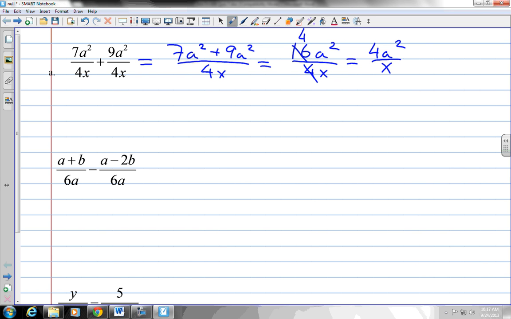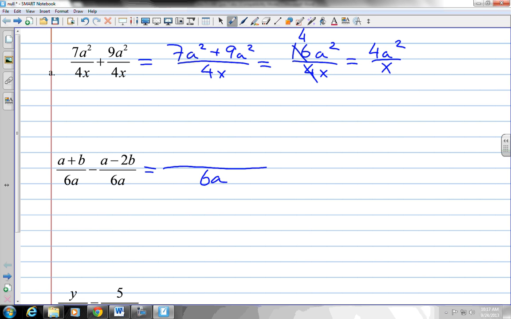Is it 1x or just 1? Oh, well, it should still be x. That x didn't go away.